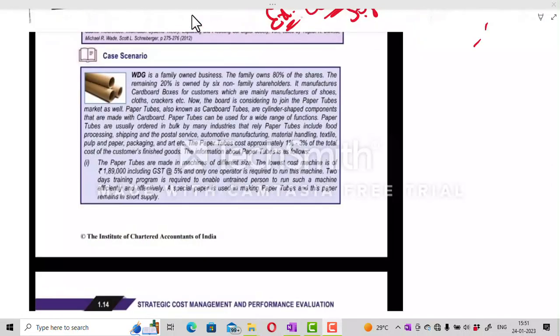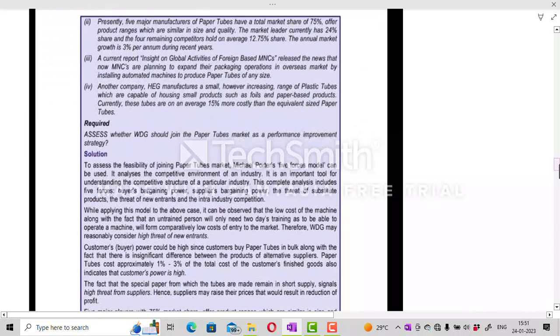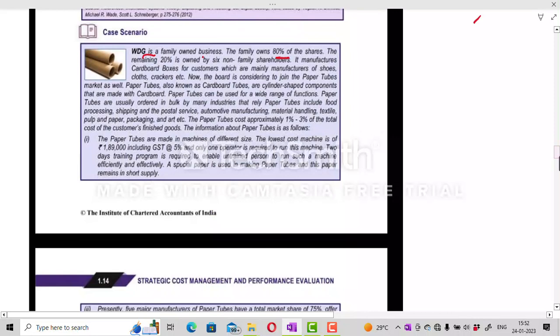So the case scenario is: WDG is a family owned business. Family owns 80% of the shares. See, first let's see what they are asking in the question. Assess whether WDG should join the paper tubes market as a performance improvement strategy. See, they are asking whether to join a particular industry or not. We have discussed earlier Porter's 5 forces to check whether it is beneficial to enter a particular market or not. Let's discuss that first.